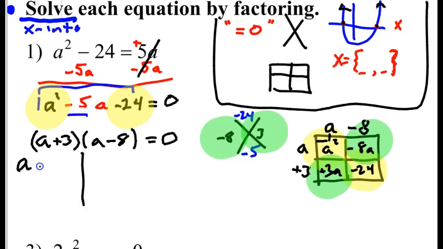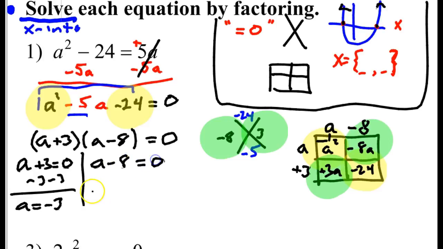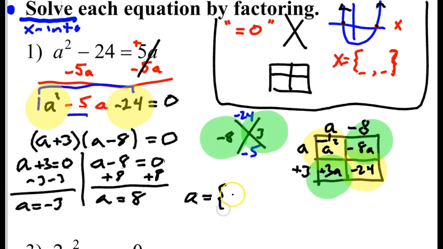And then you can solve and get our two x-intercepts. Okay. Subtract 3 on both sides, so a equals negative 3. Add 8 to both sides, so a equals 8. Okay. Very end, write your answer like this. Order doesn't really matter, but I usually write them least to greatest. Okay. So that's factoring to get the x-intercepts.